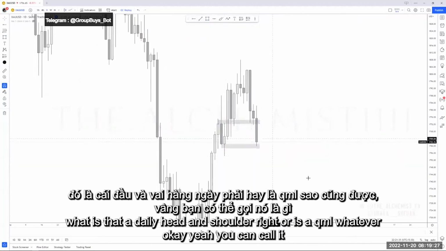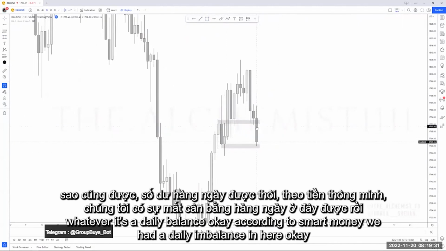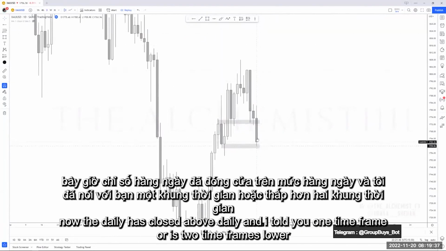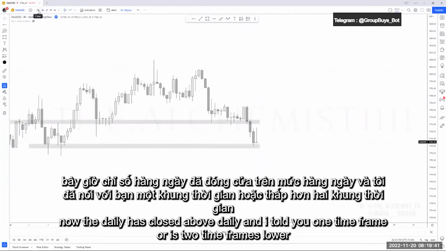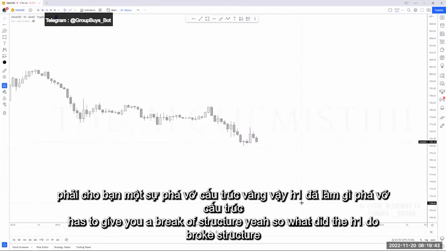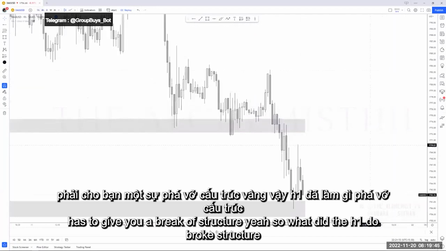A daily head and shoulder, right? Or a QML, whatever. You can call it whatever. Or it's a daily imbalance. According to smart money, we had a daily imbalance in here. Now the daily has closed above daily, and I told you one time frame or 2 time frames lower has to give you a break of structure. So what did the H1 do? Broke structure.